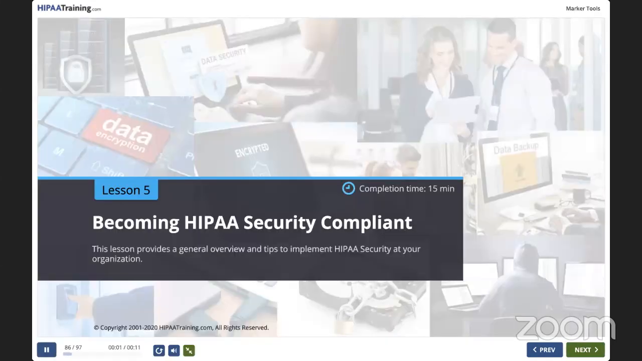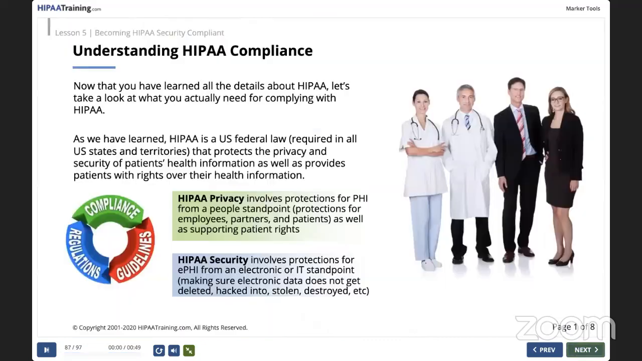Lesson 5, Becoming HIPAA Security Compliant. This lesson provides a general overview and tips to implement HIPAA security at your organization. Understanding HIPAA compliance. Now that you've learned all the details about HIPAA, let's take a look at what you actually need for complying with HIPAA.